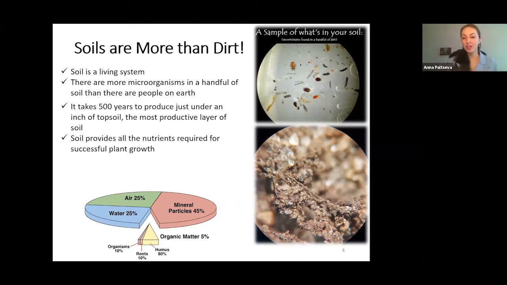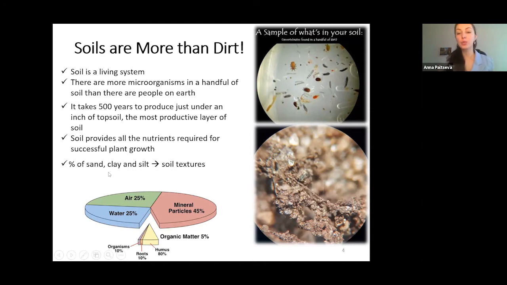What is soil? Soil is made of mineral particles, 45%. Of course, if we go to different landscapes, we'll find different proportions. But if we take an average ideal soil, it's 45% minerals, which is the majority of soil. Air, 25%, water, 25%, and the remaining 5% is organic matter. And this organic matter is comprised of organisms, decomposed organic matter, roots.